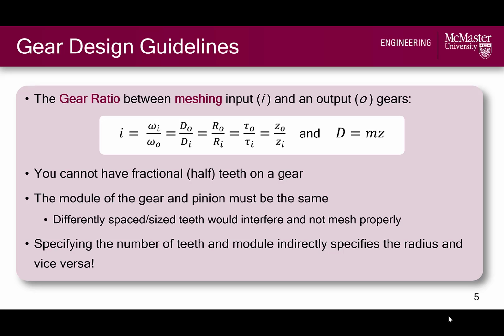Other guidelines that we must keep in mind throughout the design process is that we cannot have fractional teeth on a gear. The module of both the gear and pinion in a gear set must be equal for them to mesh properly. And out of the three main design variables of gear diameter, module, and number of teeth, we can only specify two, and the third is automatically set via the equation D equals M times Z. With all of this in mind, let's try our hand at some gear set design calculations.